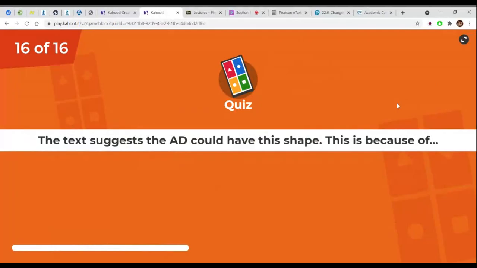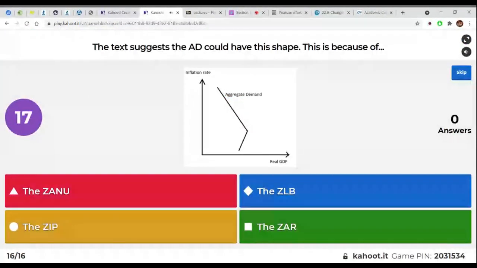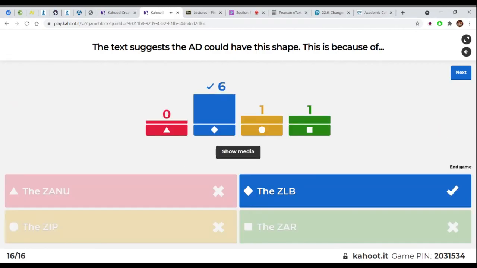And last question. The text suggests the aggregate demand could have the following shape. Why is this? It is because of these zero lower bounds. The ZAR is the South African Rand, and, well, the zip is a zip.